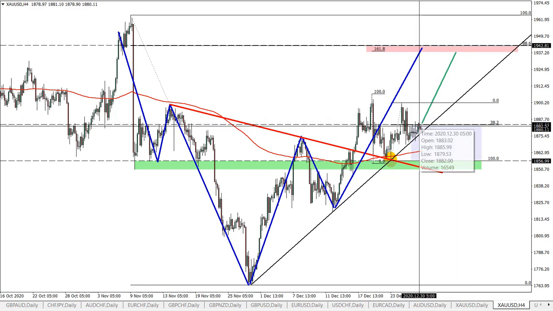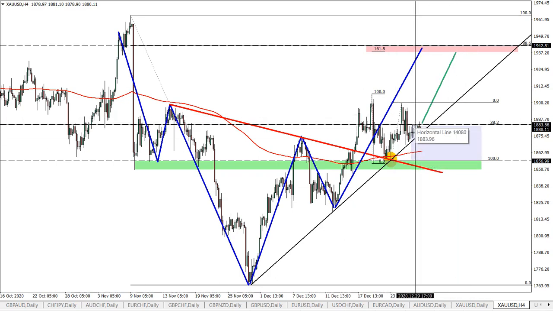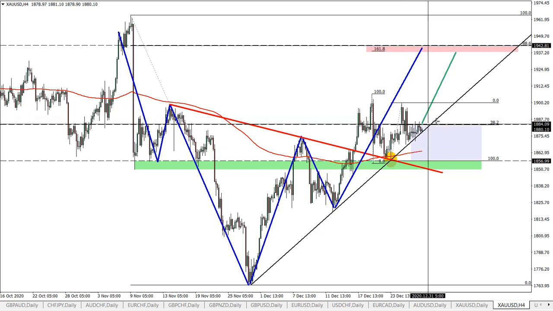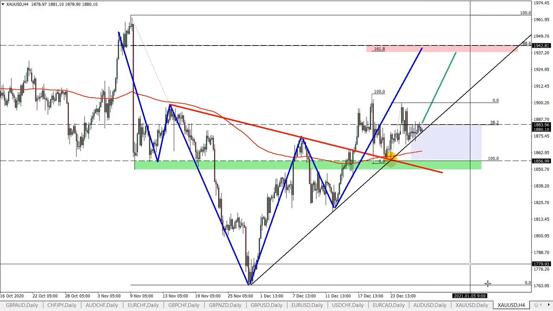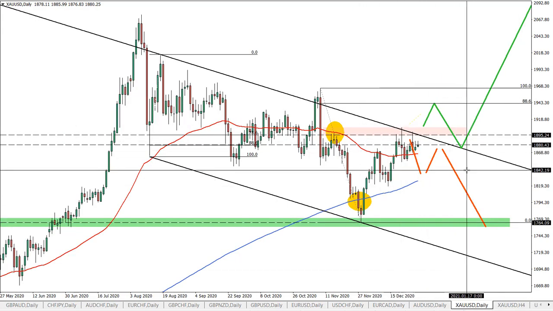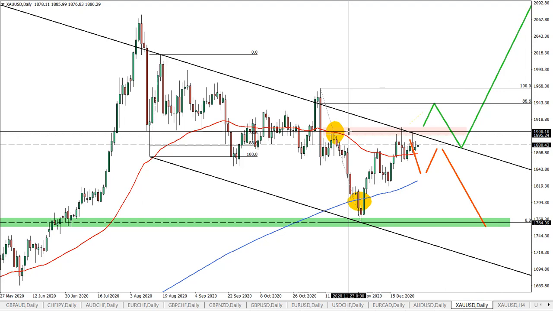Nonetheless, we need to break and close above this resistance at 1884. We had this spike which has reached 1886, so we definitely need to close above this spike in order to confirm the bullish trend. At the moment, it still could be any of these scenarios, so waiting on the gold price action for some sort of move.